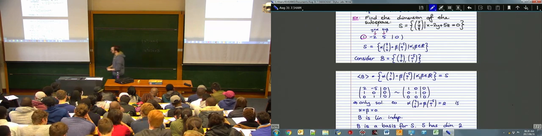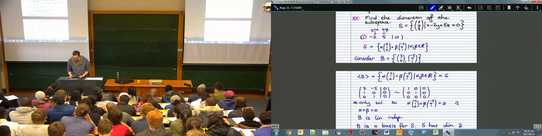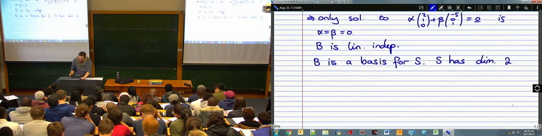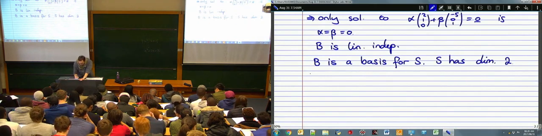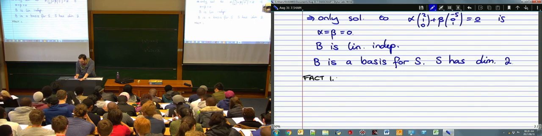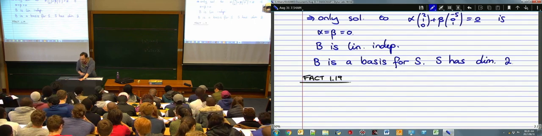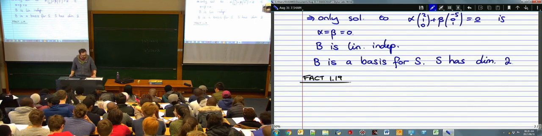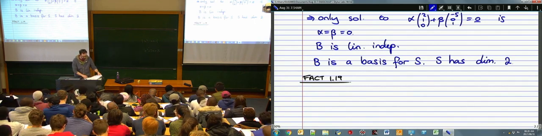Okay, so let's keep going then. We've got 15 minutes, which is probably just going to be enough for fact 1.19, which is very important. And we'll do an explanation, and I hope we'll get through the whole explanation. If we don't get through the whole explanation, you'll have to read up in the notes.